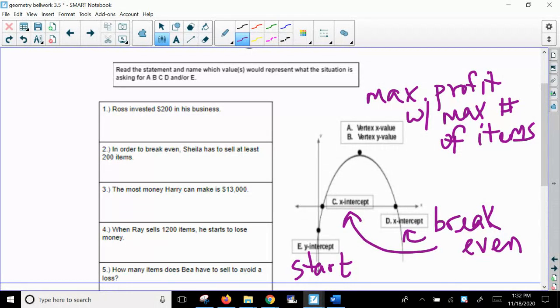Okay, so number one says that Ross invested $200 in his business. Circling the keyword, he invested $200. That means he started out with $200. So that would be E, which is the y-intercept.